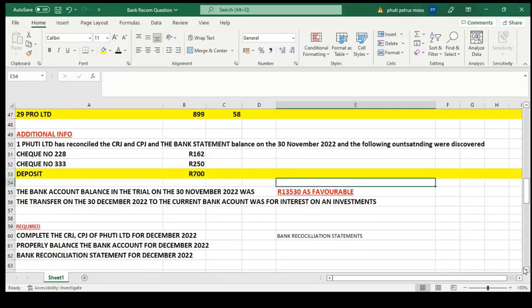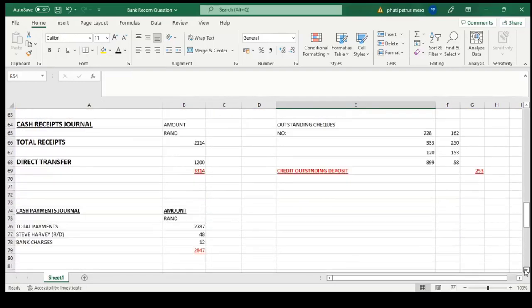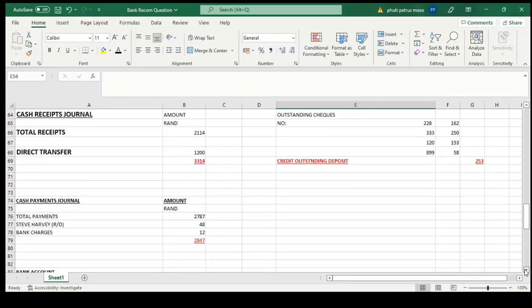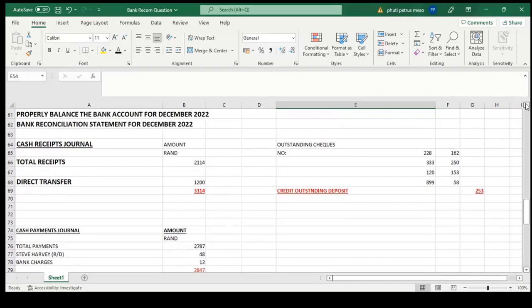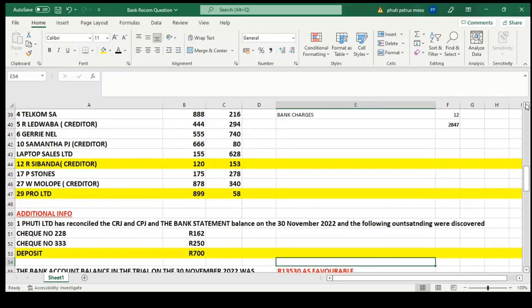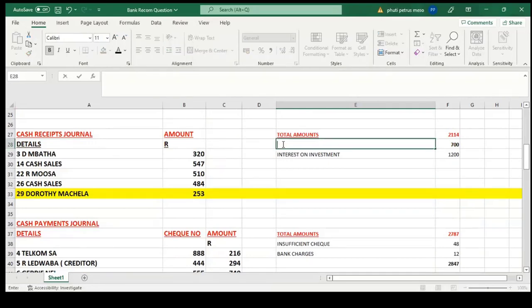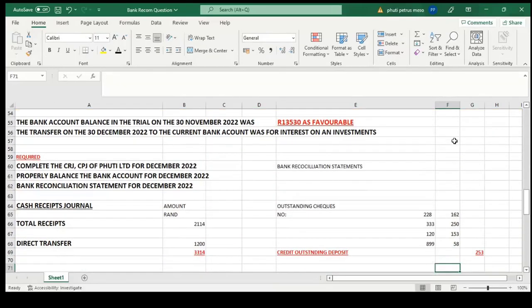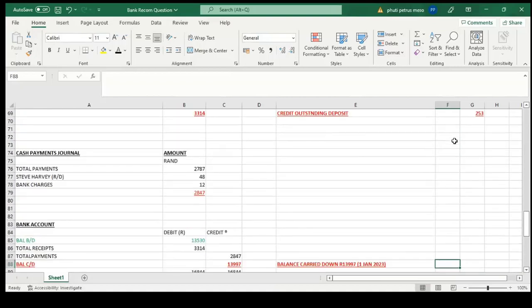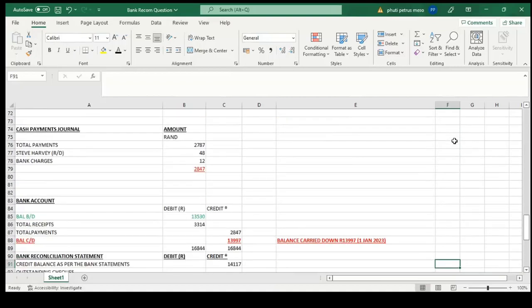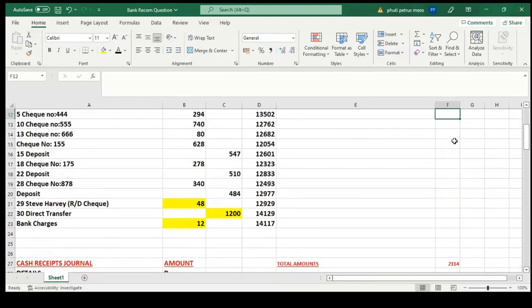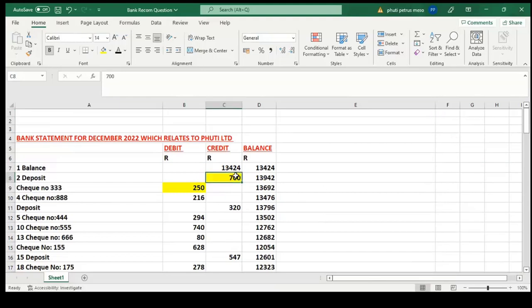Right, so the data transfer of 1,200 Rand is fine. However, we need to take this one out. The direct deposit of 700. But let's see what they are doing about it, because I think something must be done about it, which is going to go through to the bank reconciliation statement. It's not there either. Let me tell you why it's not in any other box: because it's here. It's in the bank statement, and it's also under your additional information.